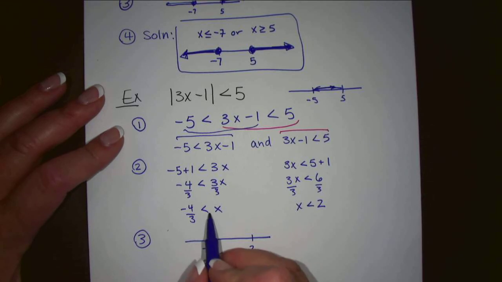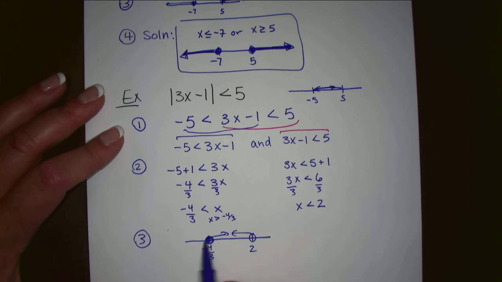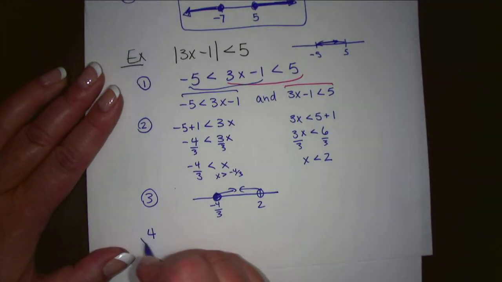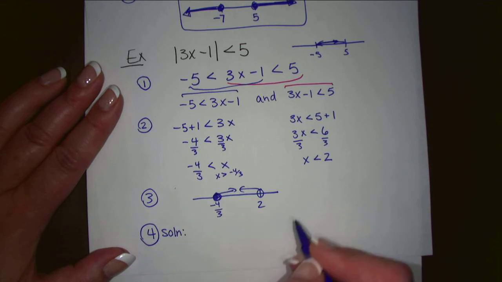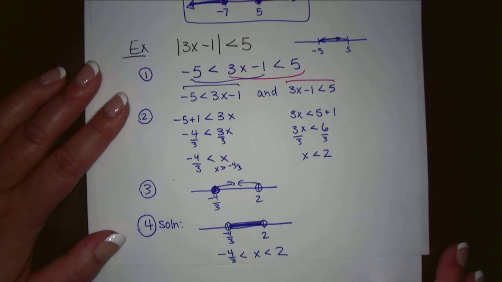This says what? X is greater than -4/3. So that way. This says, oh, not equal, so an empty circle. And less than, so it's still in between. And then you can write your solution. So -4/3, empty circle, in between, and our answer, when it's in between, has to look like that.